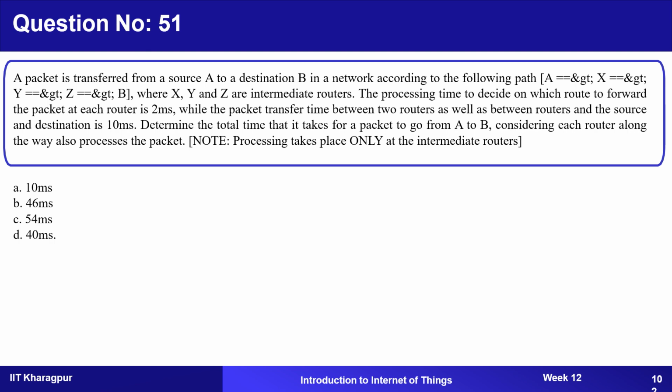Next question is, a packet is transferred from a source A to destination B in a network according to the following path. So this is the path given, where X, Y, Z are the intermediate routers. The processing time to decide on which route to forward the packet at each router is 2 milliseconds, while the packet transfer time between two routers as well as between routers and the source and the destination is 10 milliseconds. Determine the total time that it takes for a packet to go from A to B, considering each router along the way also processes the packet.